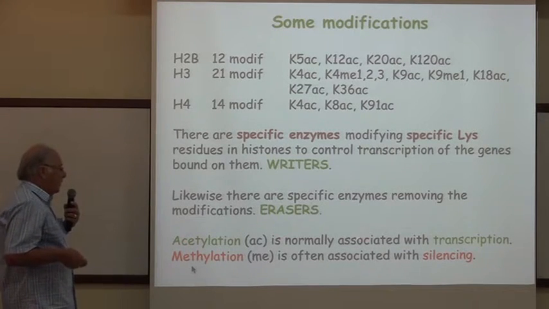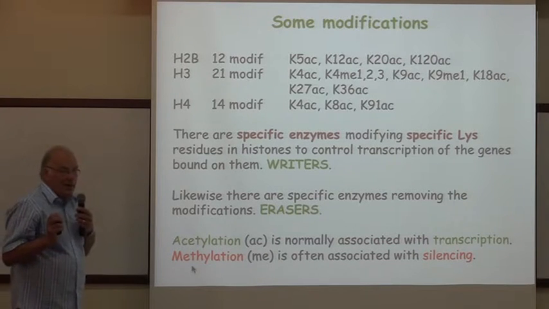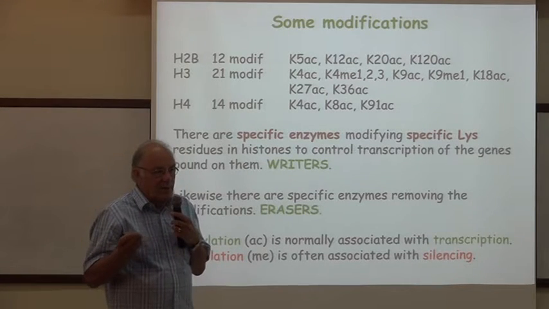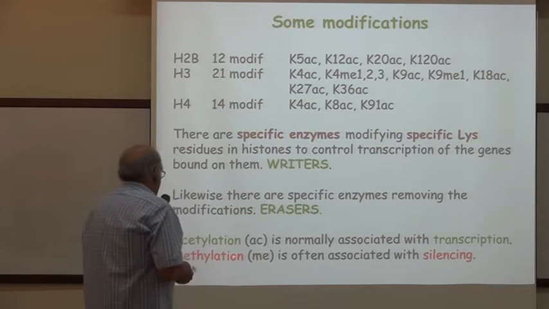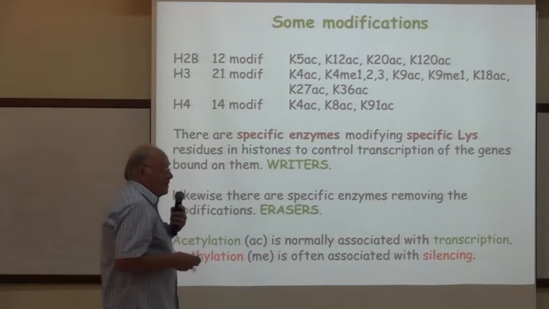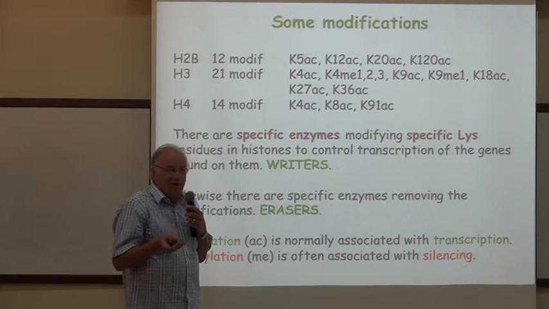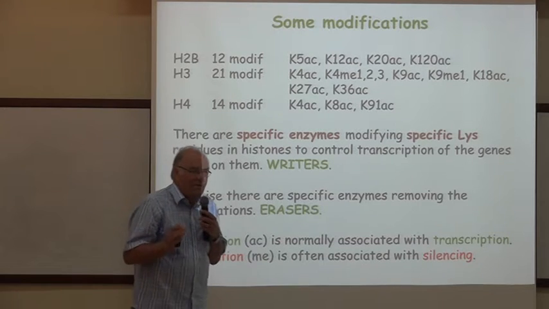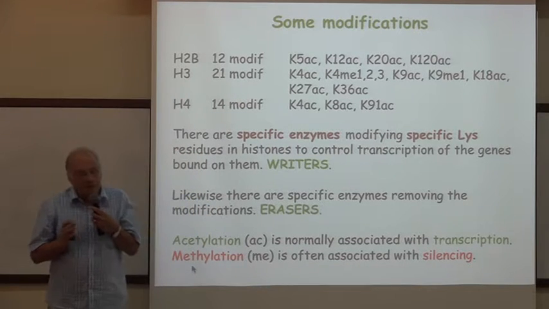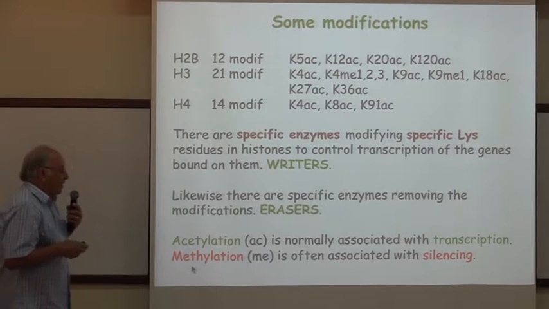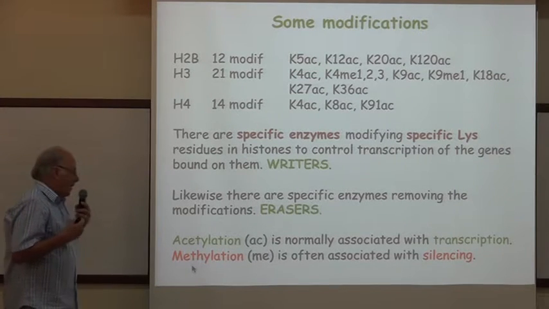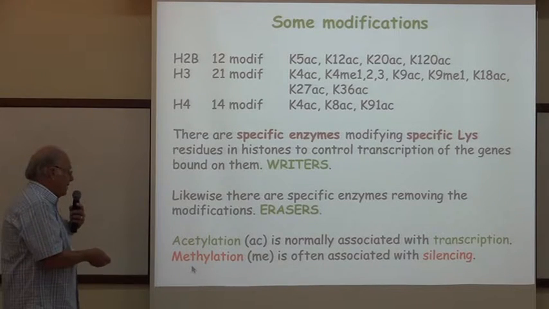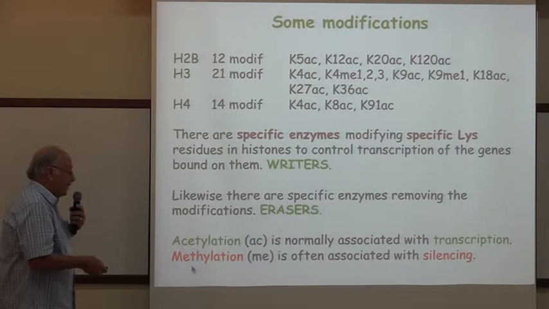So acetylation is normally associated with transcription. Acetylation makes it easier to remove the histones and to access the DNA. But methylation is often associated with silencing. But it's not completely black or white. It's a bit more complicated than just acetylation being associated with transcription. Sometimes it may also inhibit the transcription, but generally acetylation goes with transcription, methylation goes with silencing.